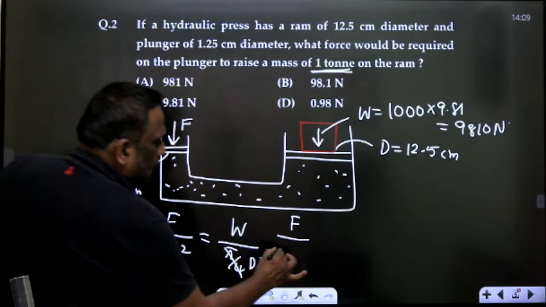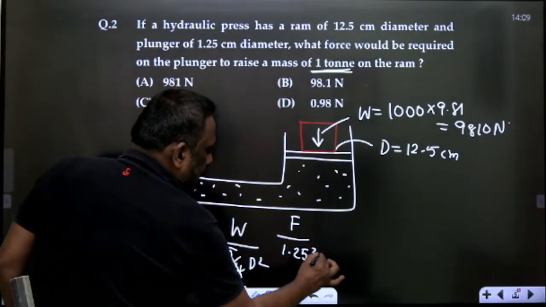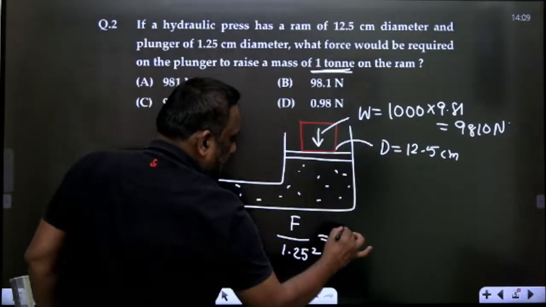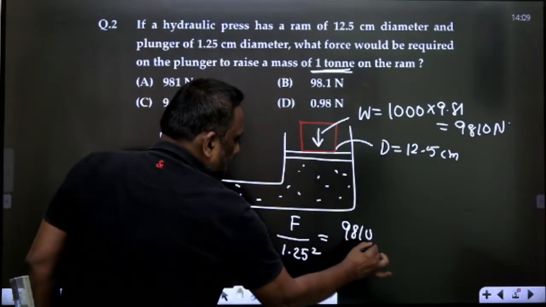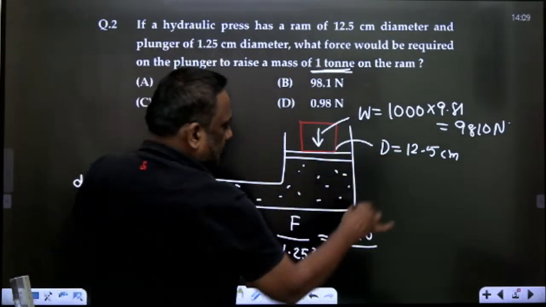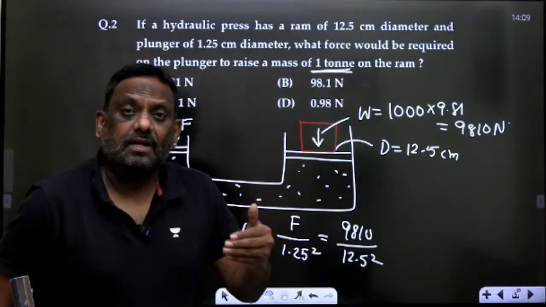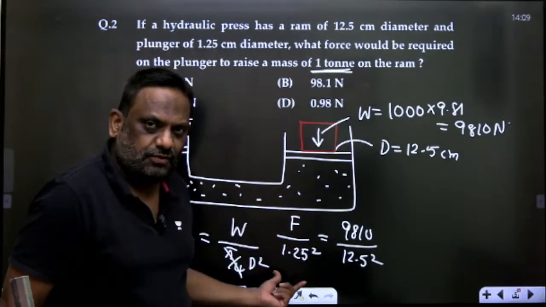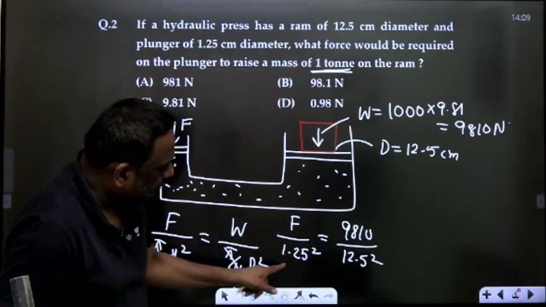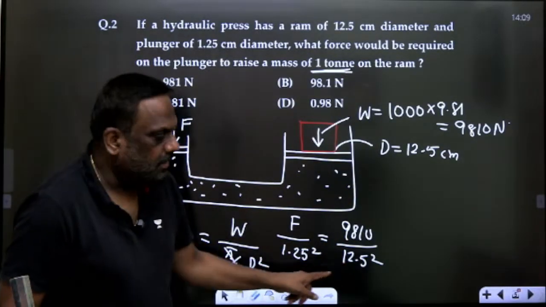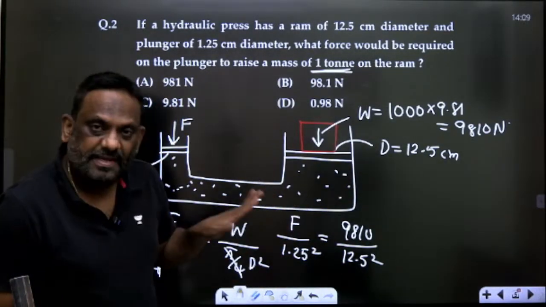What is small d? 1.25 d square should be equal to capital W. W is 9810 by capital D square. What is capital D square? 12.5 square. You may be wondering, sir, why are you not converting from centimeter square to meter square? The reason being, this is also in square centimeter, this is also in square centimeter. And this is in Newton, so this will also be in Newton.